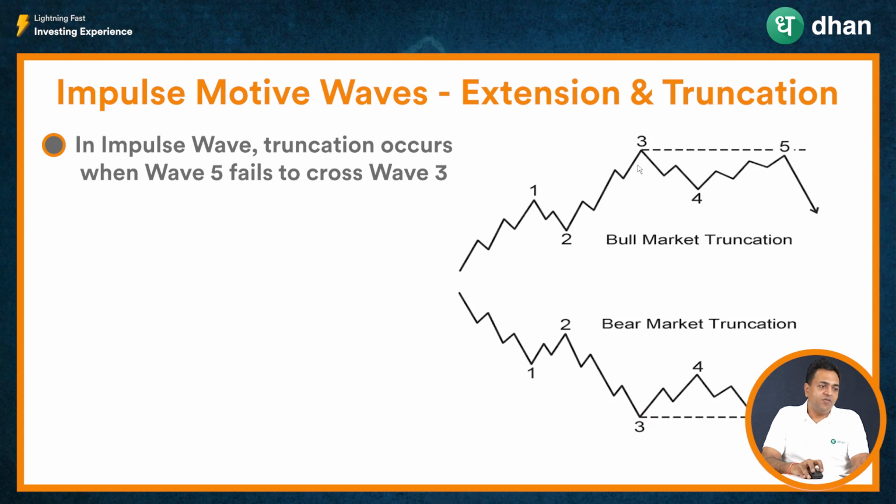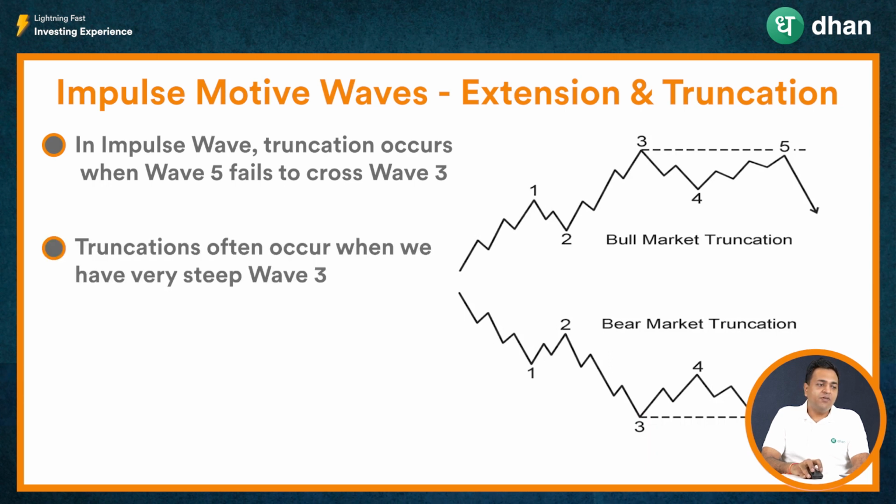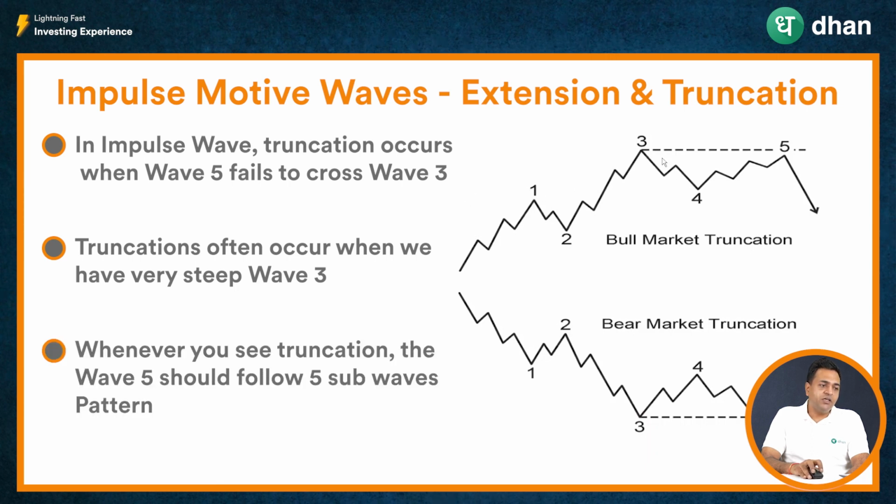So this example is that of a bull market truncation, and this example is that of a bear market truncation. Normally, you would see that truncations will occur when you have a very steep wave number 3. That means there was a strong bull grip in an uptrend in wave number 3, and this bull grip was not sustainable for wave number 5. Likewise, in the case of a downtrend, your wave number 3 was so steep and the selling pressure was so intense that the sellers could not manage to hold on to that momentum, and the bulls came in and overpowered the sellers. Also, you should notice that whenever you see truncation, wave number 5 should also follow 5 subwave patterns.